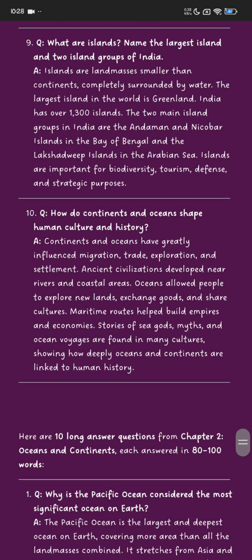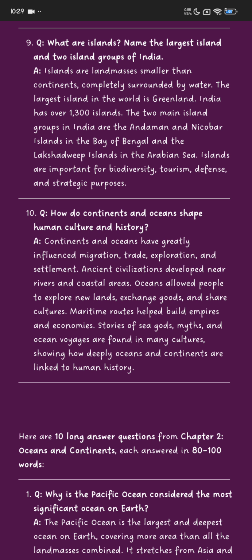Number 10. How do continents and oceans shape human culture and history? Continents and oceans have greatly influenced migration, trade, exploration, and settlement. Ancient civilizations developed near rivers and coastal areas. Oceans allowed people to explore new lands, exchange goods, and share cultures.